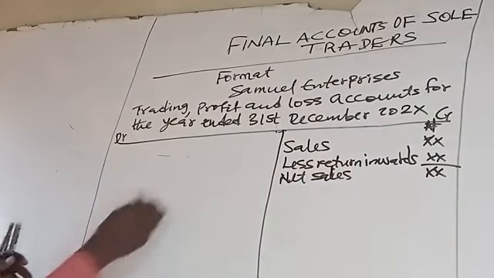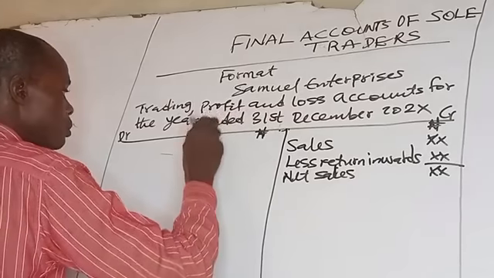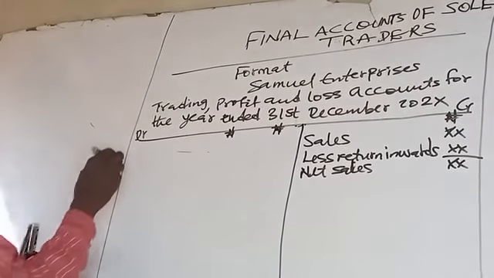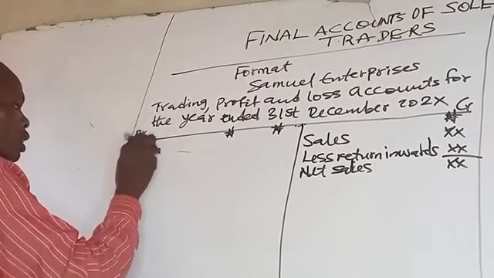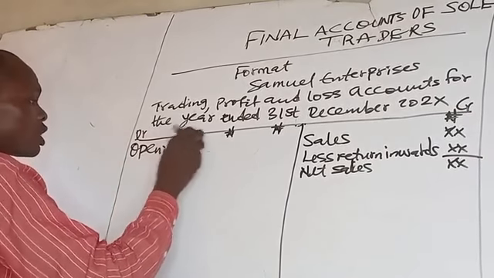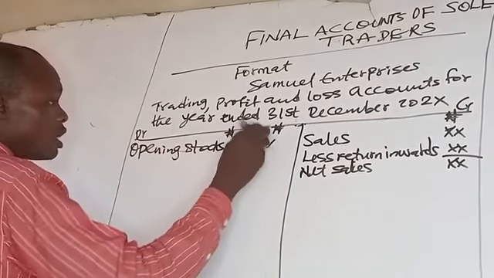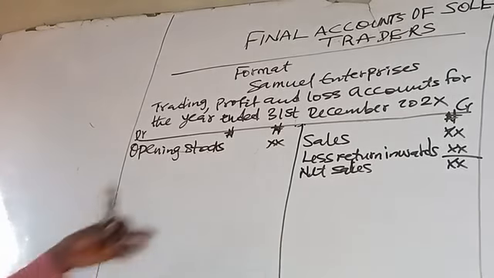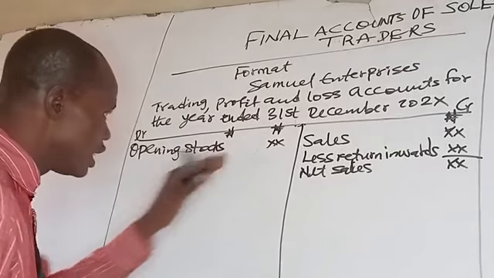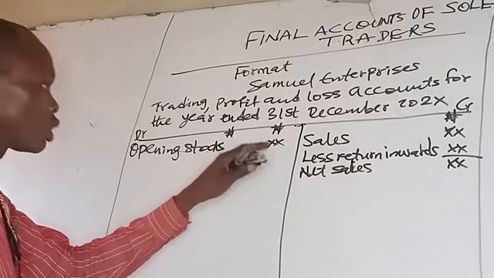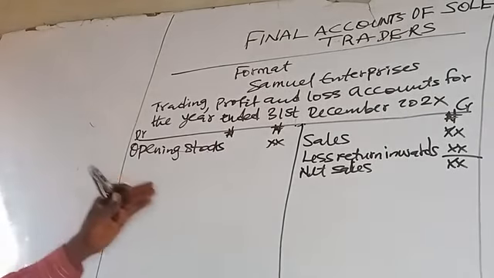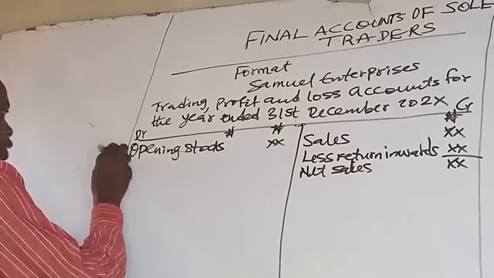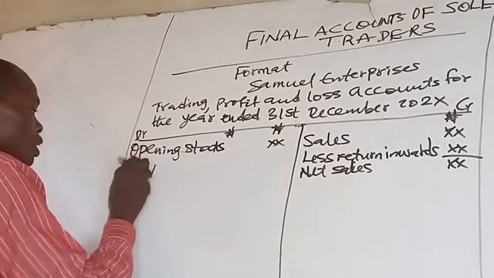At the left hand side, the debit side, you start with opening stocks. I've told you opening stocks are stocks in hands at the beginning of the period. This stock is what we already have at the beginning of the year. But this one is not enough for you to sell. So what will you do? You buy more. Then you have purchases. You add purchases.